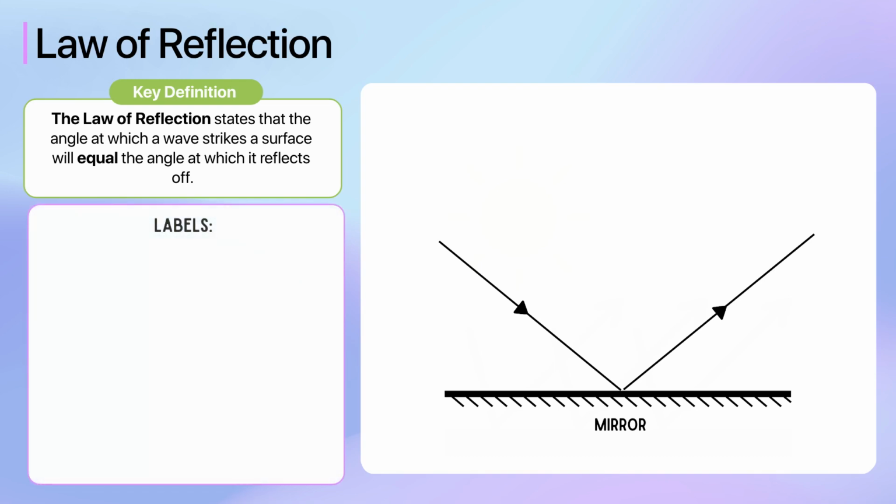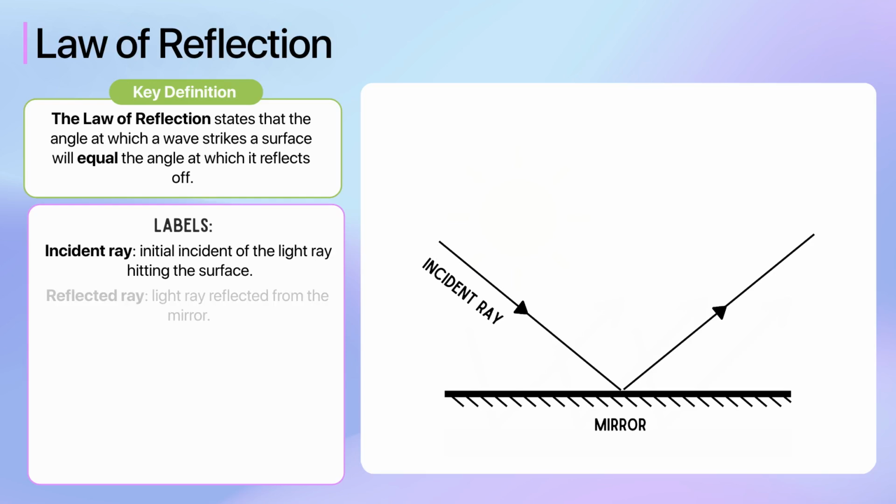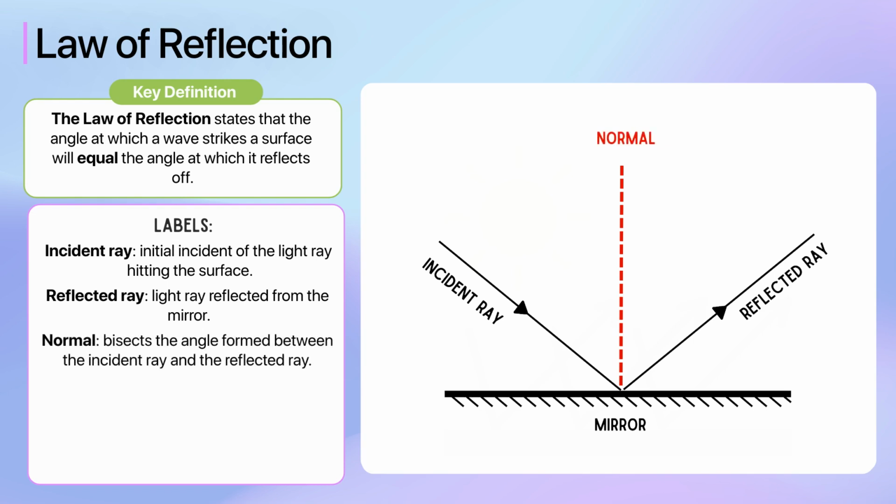Let's label the light ray that hits the mirror our incident ray, as in the initial incident of the light ray hitting the surface. Let's also call the light ray reflected from the mirror the reflected ray. While we're at it, we'll draw a line perpendicular to the mirror called the normal. This bisects the angle formed between the incident ray and the reflected ray.